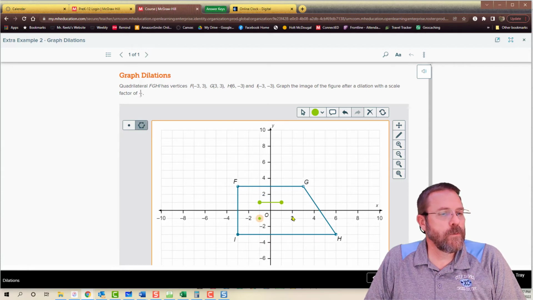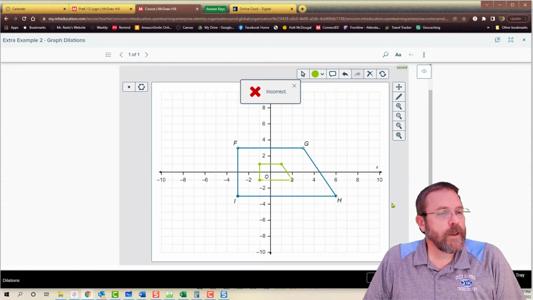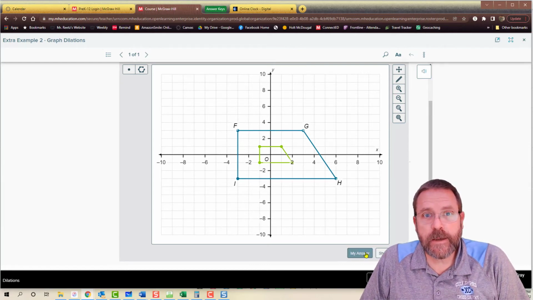1, 2, 3, 4, and back to 5. Let's see if it's going to check that one right. Once again, it claims that I am wrong, but let's see what they say. They're going to show their answer, show my answer, show their answer, show my answer. I got the same exact thing they did.